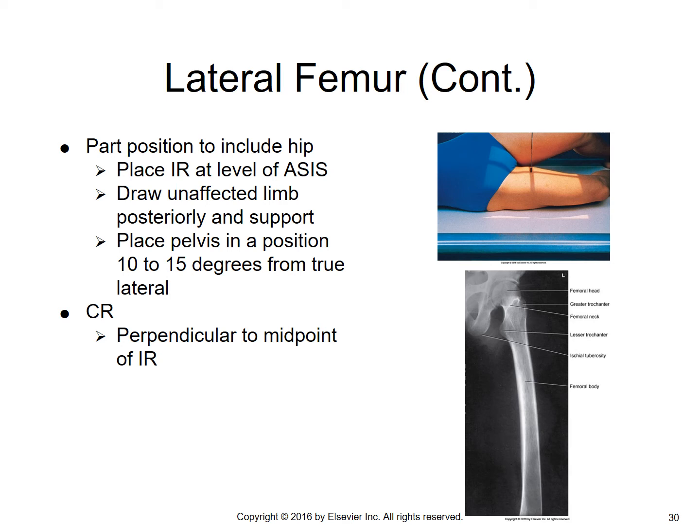So according to the slide here, draw the unaffected limb posterior now. So we're going to bring that leg posteriorly, the unaffected, and we're going to tilt that pelvis back about 10 to 15 degrees from the true lateral. Central ray is going to be perpendicular to the midpoint of the IR. Okay, so you can see then the image that you would get would be on the right-hand side.